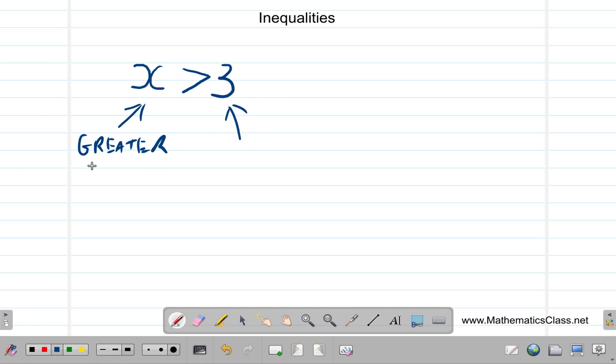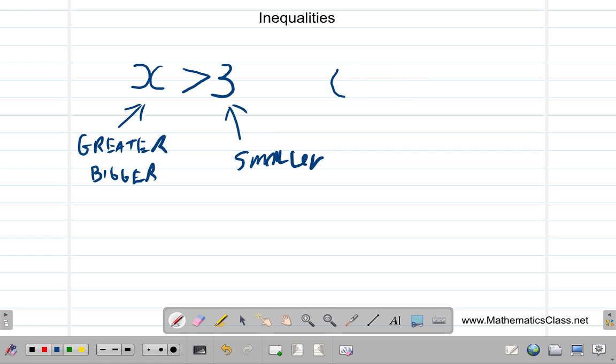So I could say x is greater than 3. This is how I write it. And this part, greater, really means bigger, even though it's a greater. And the 3 is smaller.